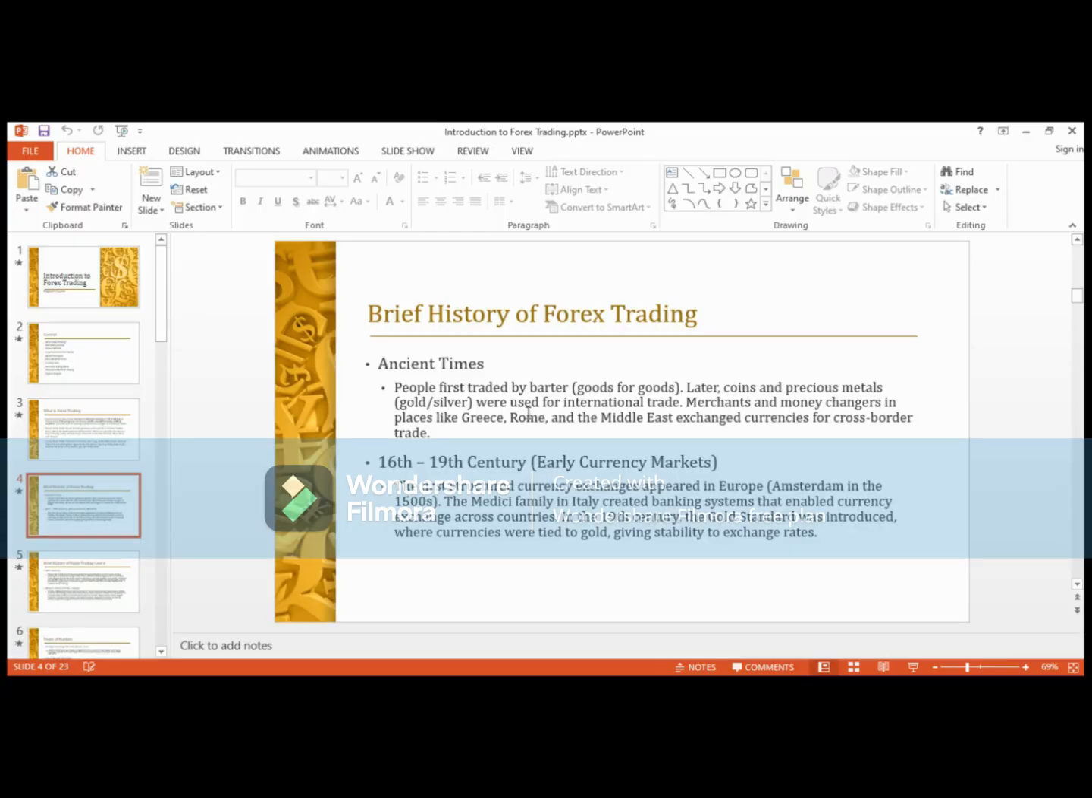Now we go into a brief history of how forex trading actually came into existence. In ancient times, when forex trading started, people first traded by barter. That's trading goods for goods. Let's say you have a particular thing and you want to exchange it.